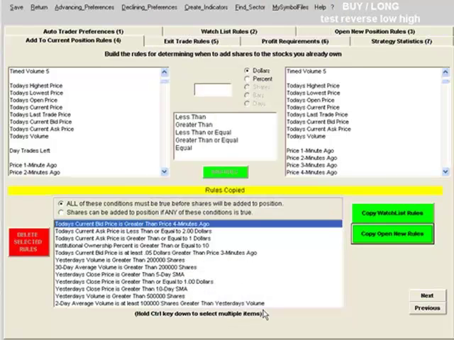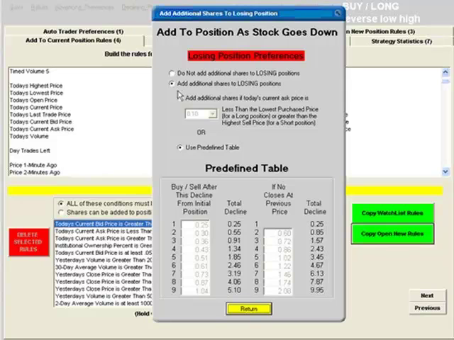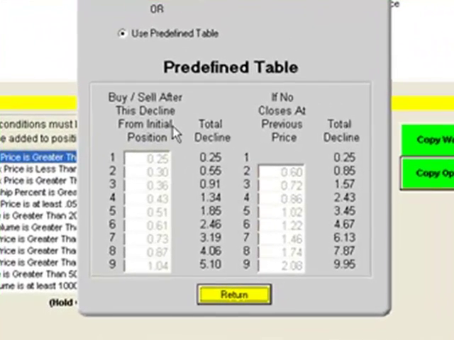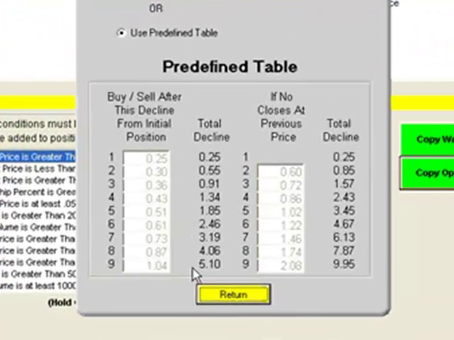So we'll return here. Now we can say, okay, do we want to add to our decliners? Declining preferences. And here we check yes. Add additional shares to losing positions. Now you could use the predefined table that the automated trader created. The predefined table was created based on the information you gave it on tab 1, where you said the max range to spread trade across was $5, and the minimum price that the stock had to move before you added to your position was $0.25. So that's where it started and ended.